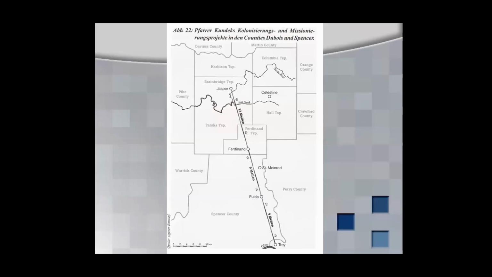So going through the text block of this book, there are so many maps linking various towns in southern Indiana, particularly in Du Bois County. The link from Troy to Ferdinand to Jasper to Celestine. I mean, all those names sound familiar to me because I have found them in my research. So already this book has high interest to me.